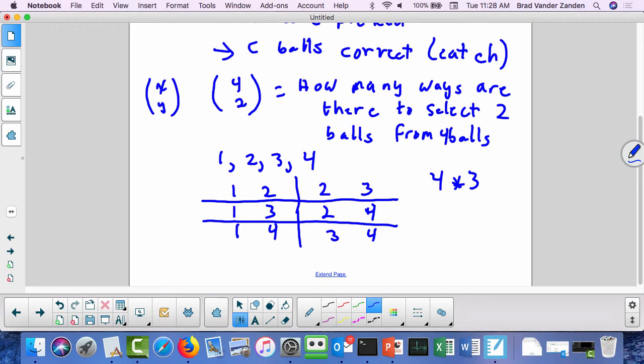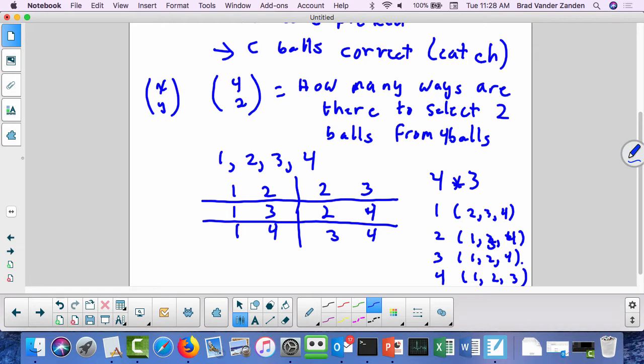Because order doesn't matter. But here order does. So 4 ways I can select 1 or 2 or 3 or 4, and then I could select 2, 3, or 4. Here I could select 1, 2, or 1, 3, or 4. Here with the second ball I could choose 1, 2, or 4. And here I could choose 1, 2, or 3. But you'll notice that some of those are repeats. 1 and 2 is the same as 2 and 1.